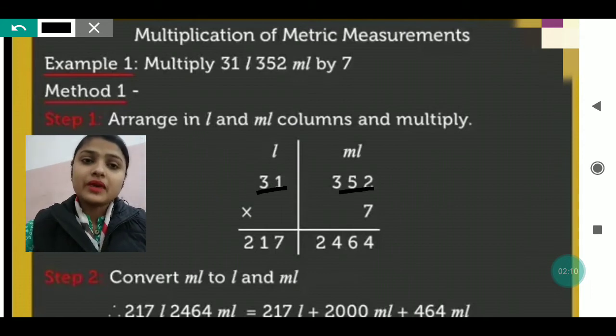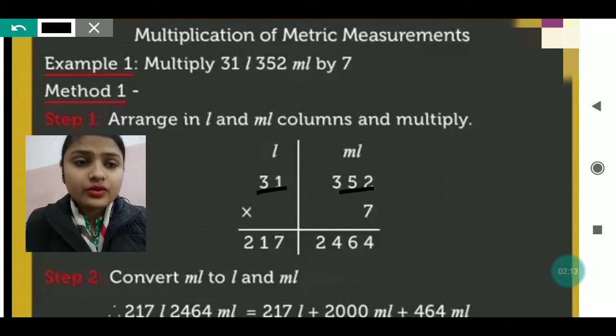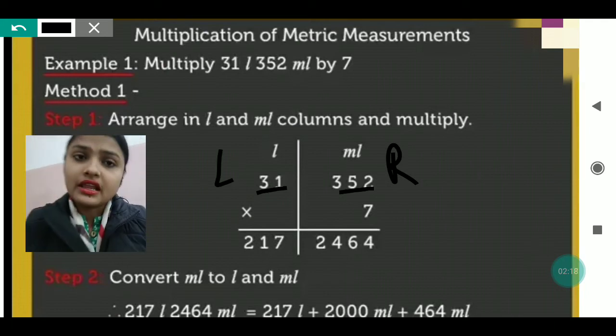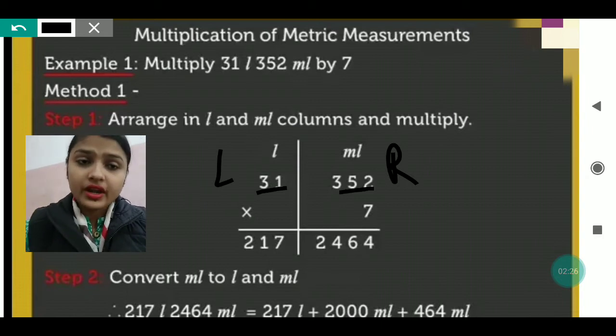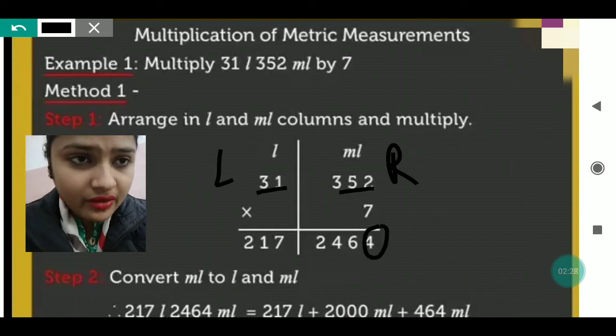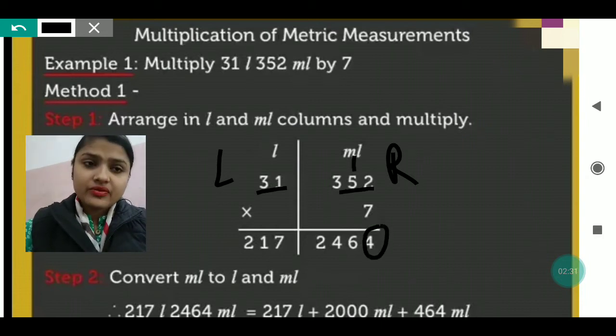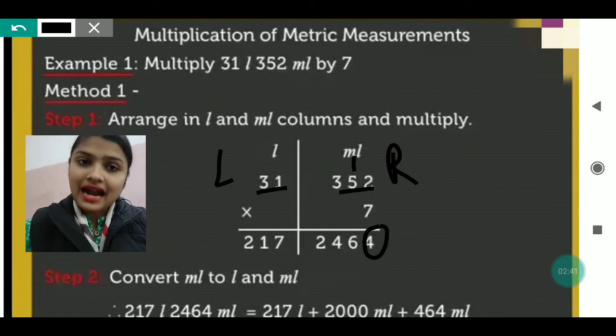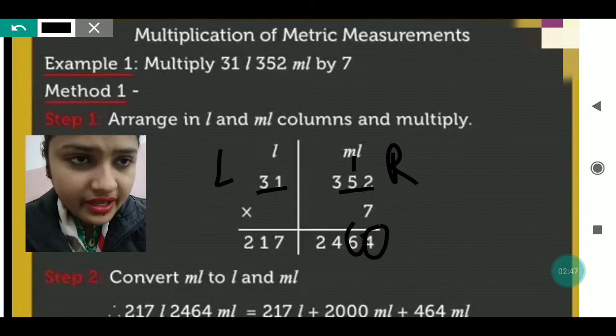You will start doing the multiplication now. We start from the right side and then go to the left side. The number just above 7 on the right is 2. So we multiply 2 into 7, and we get 14. So 4 you will write down and 1 you will carry. In the same way, 7 into 5 is 35, plus the 1 you have already written as carry, and it will become 36. So 6 will be written down and 3 will be carried.